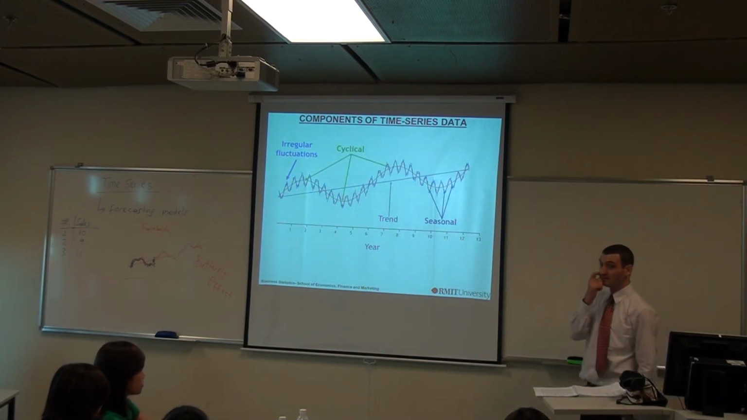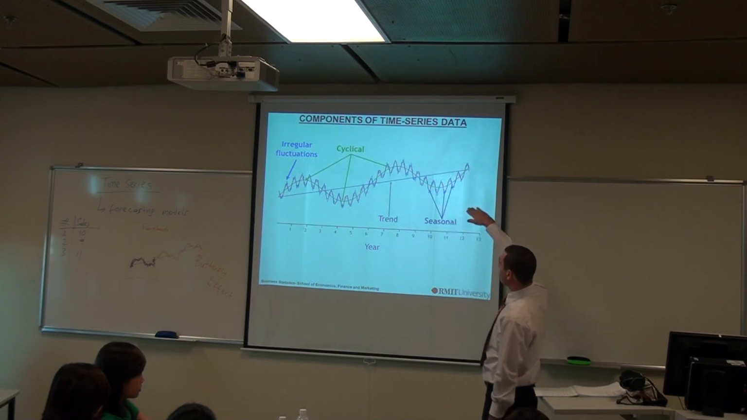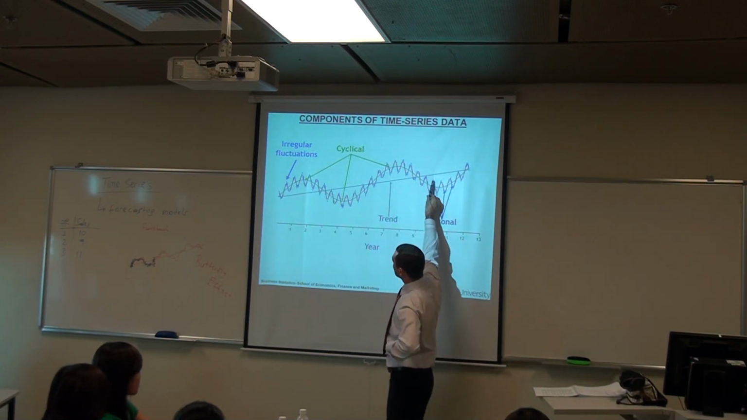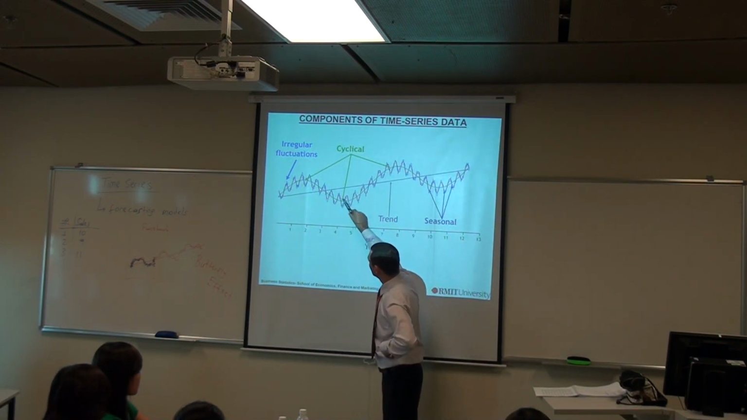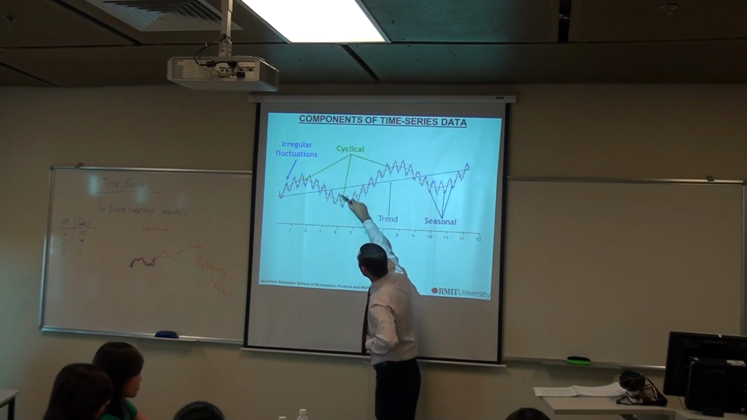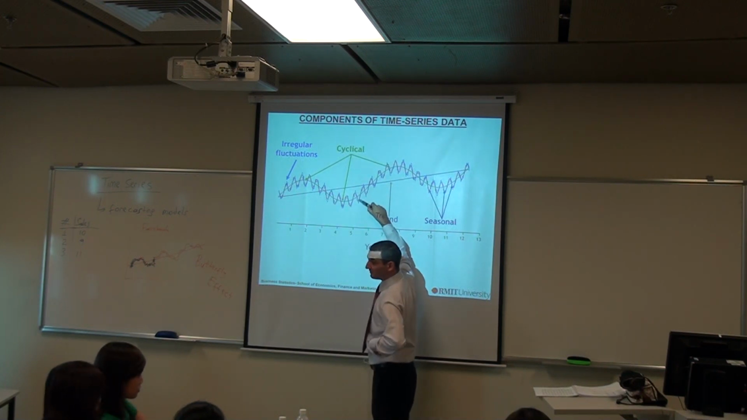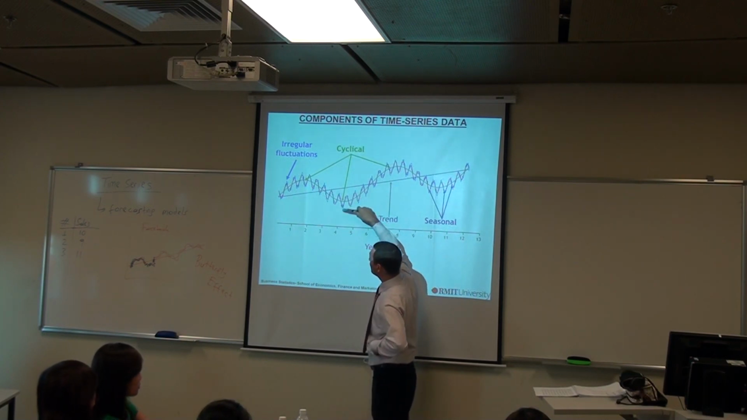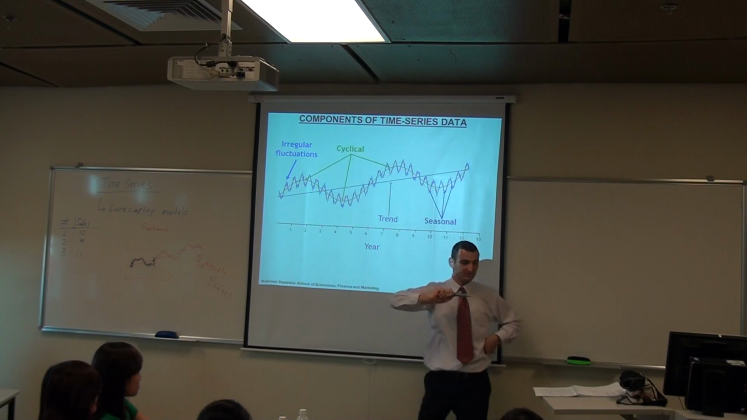Here. Okay? So the big line is the trend. The green line is the cyclical movement. The red one is seasonal, smaller, and then the purple or blue one is the irregular fluctuations.